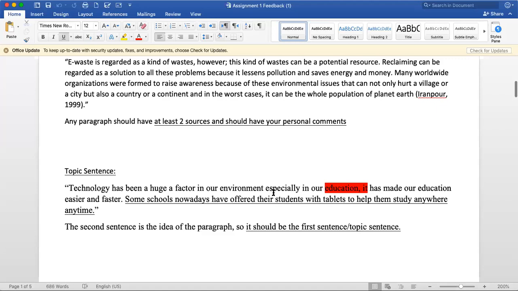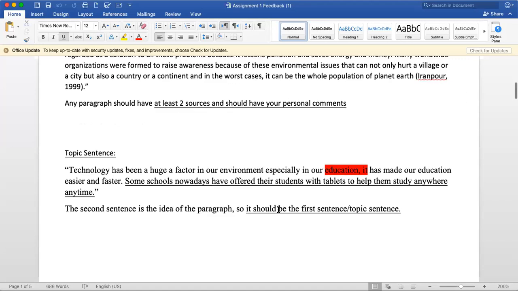Some of you did not have it at all. Some of you had it as a second or a third sentence. Your topic sentence must be the first sentence of the body paragraph. What is its job? Its job is to tell me the main idea of this paragraph. Without a topic sentence, I read your paragraph, but I feel confused because I don't know what this paragraph is about. Okay? Please, if you have any questions, feel free to ask me.